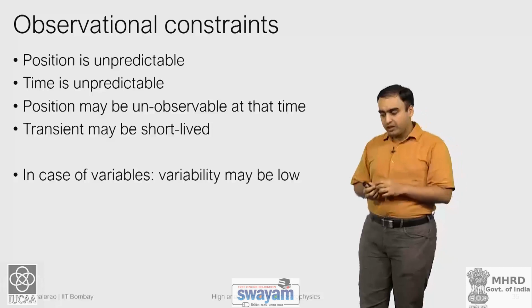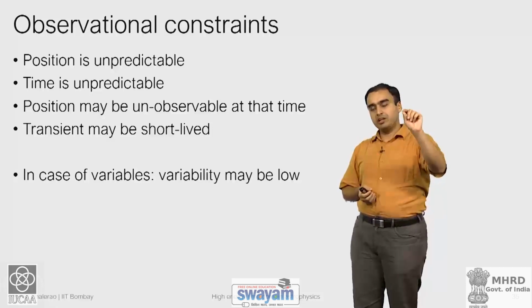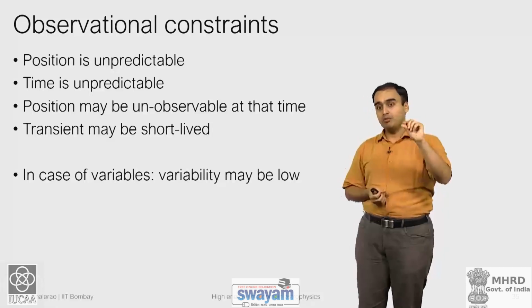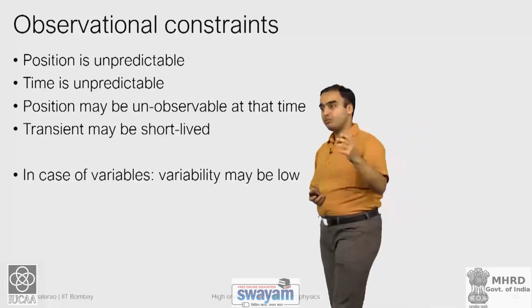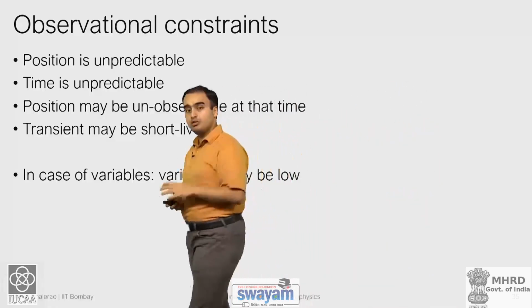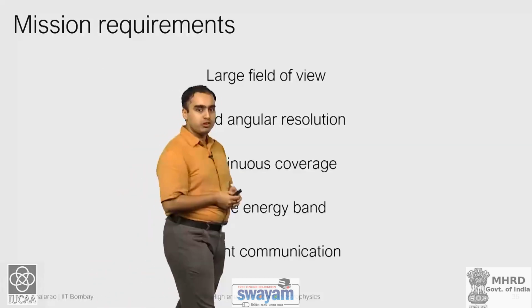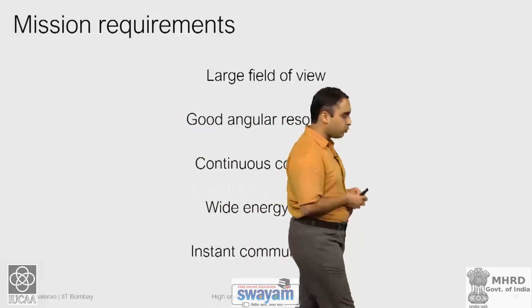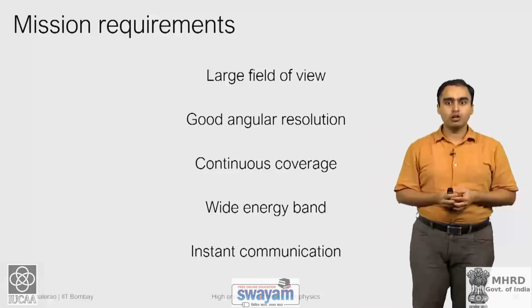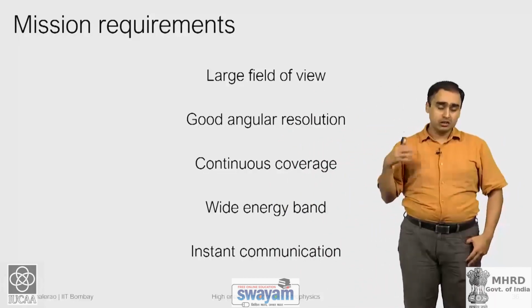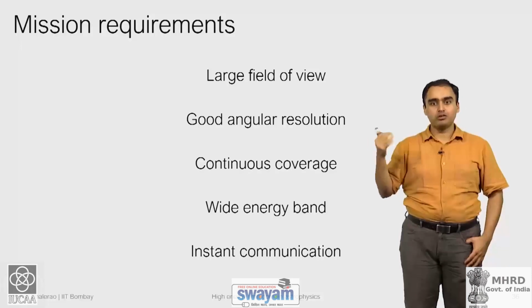Or if you are looking at variables, the problem is that the variable might be faint or the variability might be small. So, the brightness might be changing by just 1 or 2%. So, you need to have an instrument that is sensitive enough to be able to see this. So, with all of these observational constraints, what does it translate to in terms of mission requirements for whatever instrument that you have, that you want to search for transients, you want to detect transients.